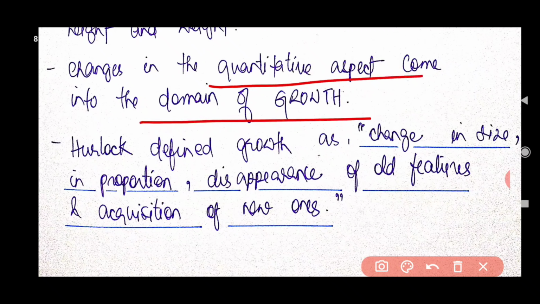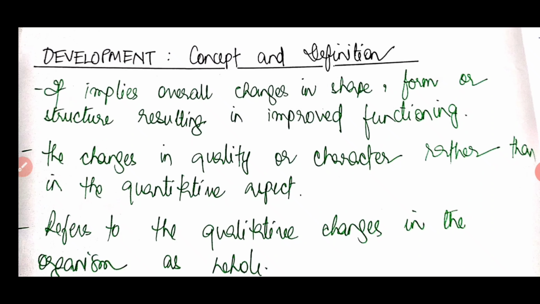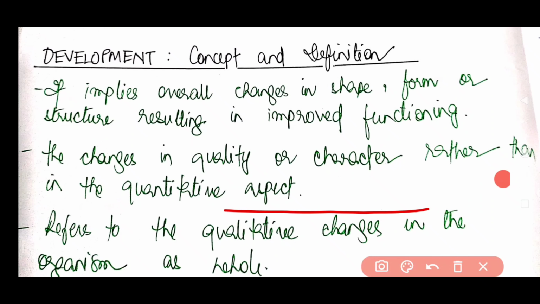Hurlock defined growth as change in size, in proportion, disappearance of old features, and acquisition of new ones. So what is development? It refers to the qualitative changes in the organism as a whole. So previously, when we were talking about growth, we were mostly referring to the physical aspect, the quantitative aspect of the individual. But when we talk of development, we are talking about the changes in quality or character rather than in the quantitative aspect. Okay?